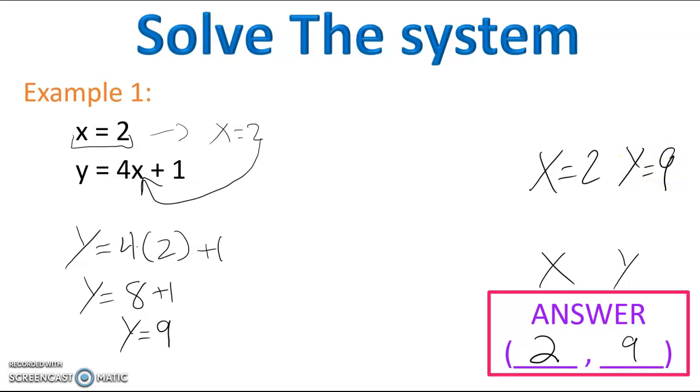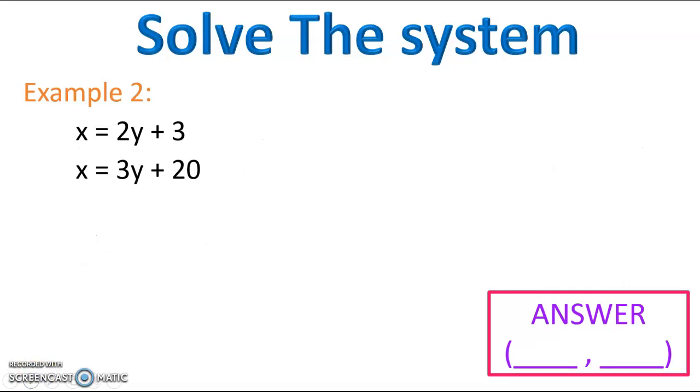So that's a pretty solid basic example of substitution. Again, we find what x is equal to or what y is equal to, and we plug it into the other equation. But what if we get something a little more complex, like this, where x is equal to 2y plus 3 and x is equal to 3y plus 20? We want to solve one or both of these equations for a variable, but it just so happens that we're already solved for x. We know that x is equal to 2y plus 3 and that x is equal to 3y plus 20.